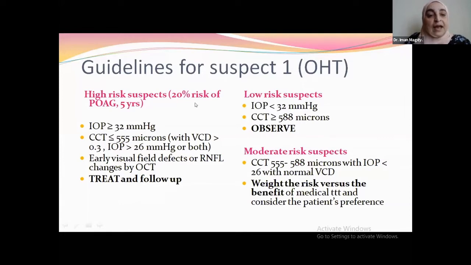The high risk suspect, on the other hand, is a patient who has a 20% risk of developing manifest glaucoma within 5 years. It's either the ocular hypertensive patient with an intraocular pressure of 32 or more at initial presentation. The baseline IOP is very high, above 32. Or an ocular hypertensive patient with a central corneal thickness of less than 555 microns with an increase in vertical CD ratio and or an intraocular pressure more than 26. So if you have a patient with initially higher than 32, that's a high risk suspect. You should treat this intraocular pressure. If the pressure is above 26 with a thin central cornea and or increased vertical CD ratio, you should also treat this suspect.